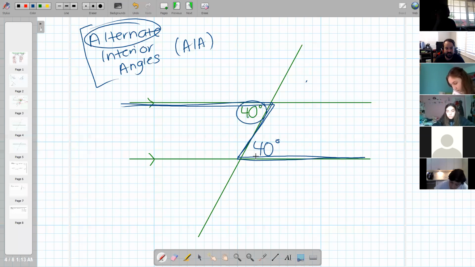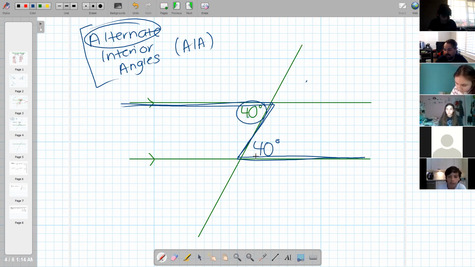Any questions to this point? Abby, it looks like you have a question. Go ahead. The little parallel sign, does that have to be there to tell us that it's parallel? Yes, like the right angle thing? Yes, exactly. That's exactly right. That symbol is required because we're not going to assume they're parallel unless that symbol is there. Really good question.